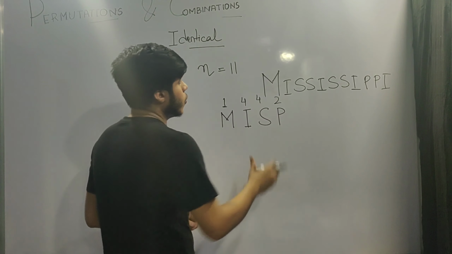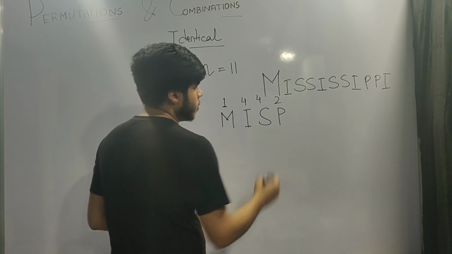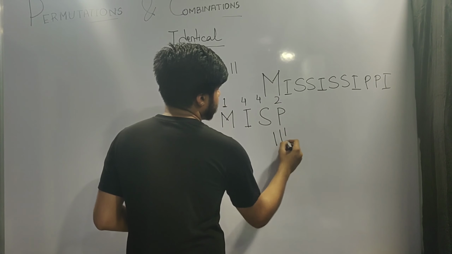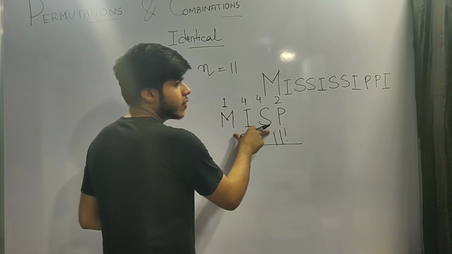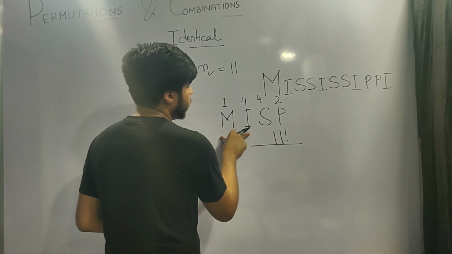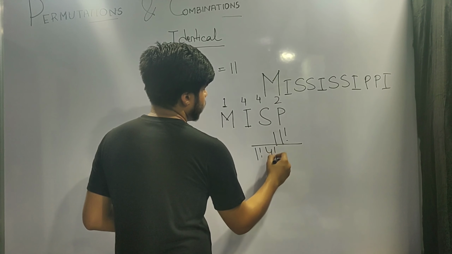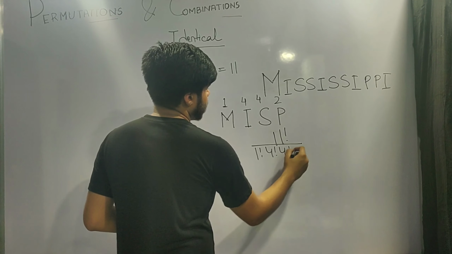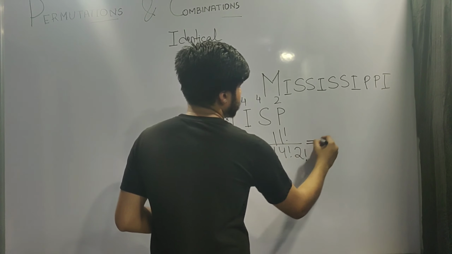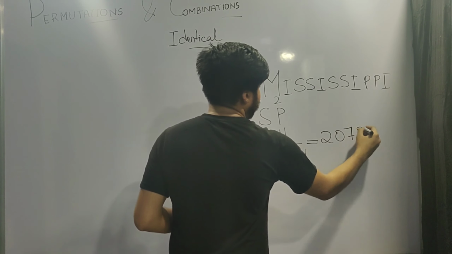2 times. So going according to the formula, our answer will be 11 factorial divided by the product of the factorials of the occurrence of each letter. So that will be 1 factorial into 4 factorial into 4 factorial into 2 factorial, which is equal to 207,900.